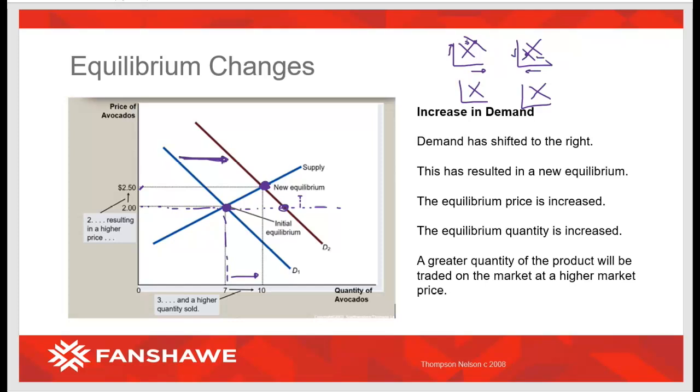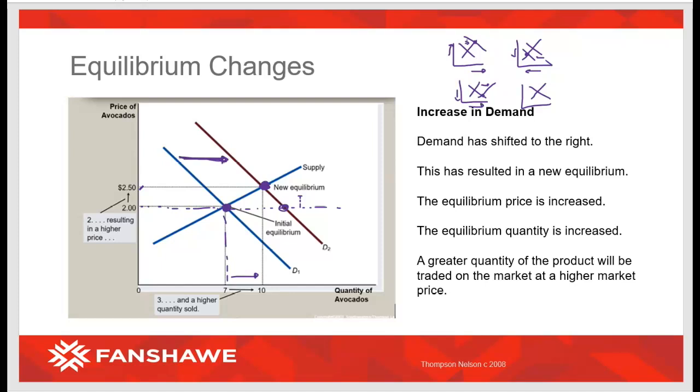I can shift supply. Technology improves. So I'll move the supply curve to the right. Well, that's really great because the new equilibrium means that the product will be at a lower price and a higher quantity than we've seen in the past.